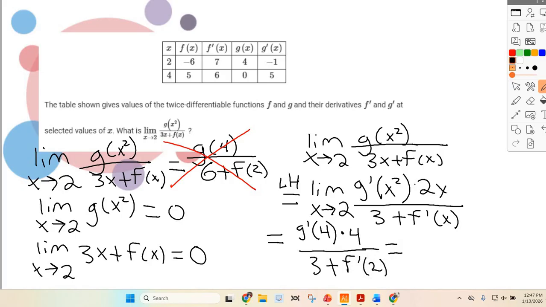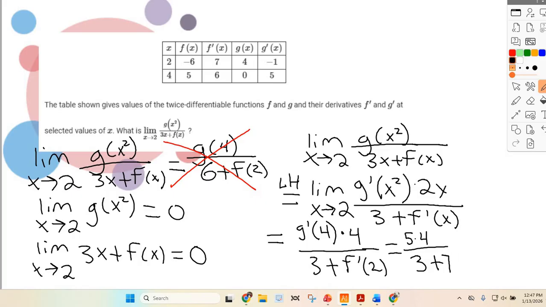And since our table does not give us a g double prime, we're really hoping that this works, because we don't want to have to take our L'Hopital's again since we don't have enough information to do it. So what is g prime of 4? 5. And then what is f prime of 2? 7.